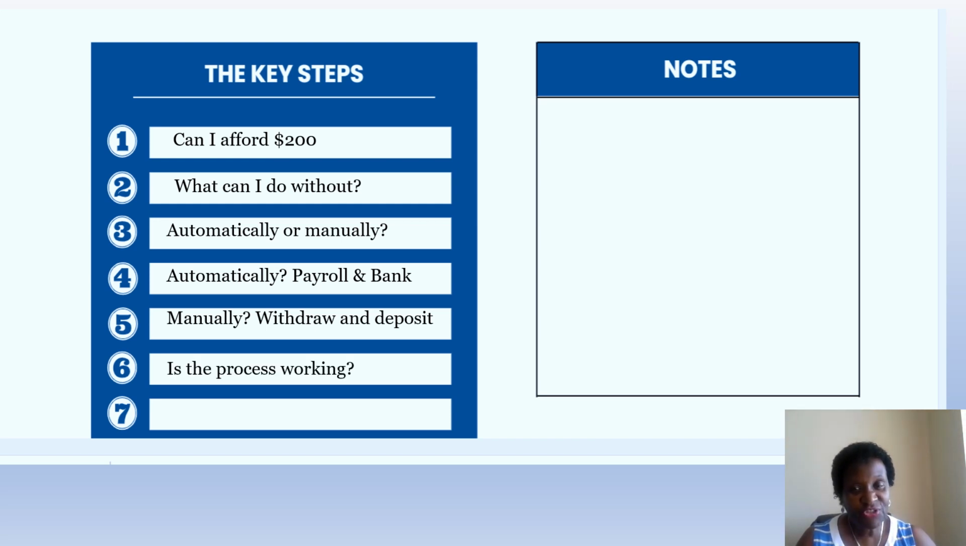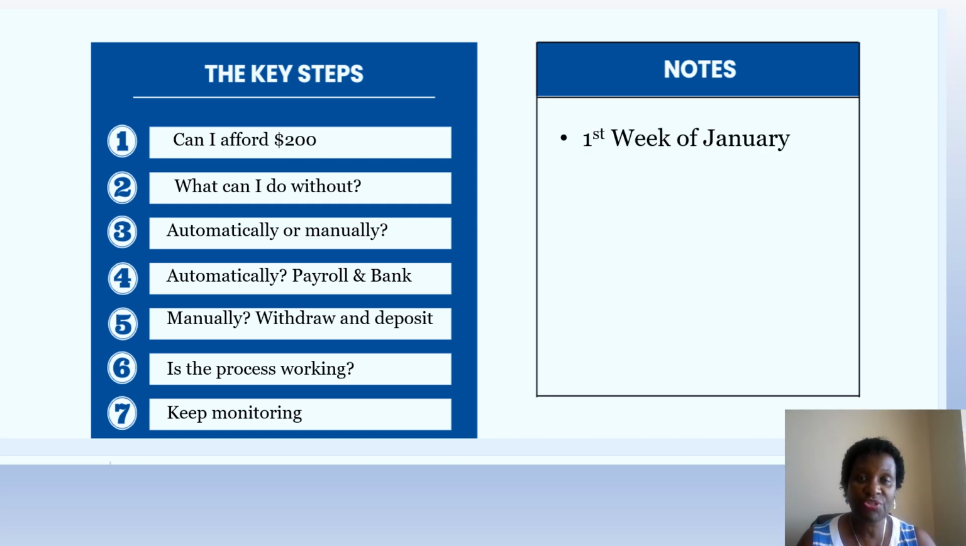Next, as you've done this, is this process working for me? If not, you've got to fine tune it, and quickly, in order for you to be successful. Then you've got to keep monitoring it to make sure it's working. Sometimes the banks are not doing what they need to. Sometimes the payroll department is not. And so you want to make sure that it's working for you.